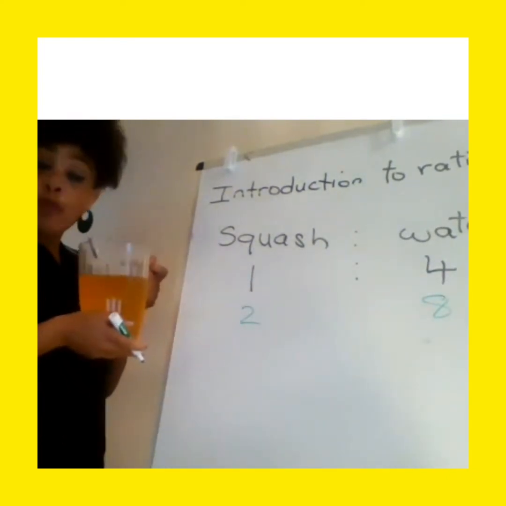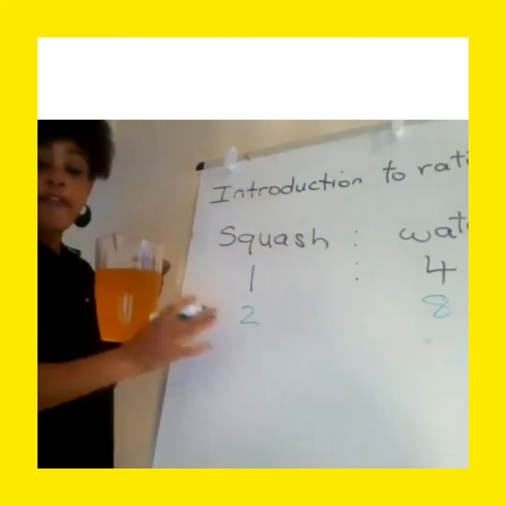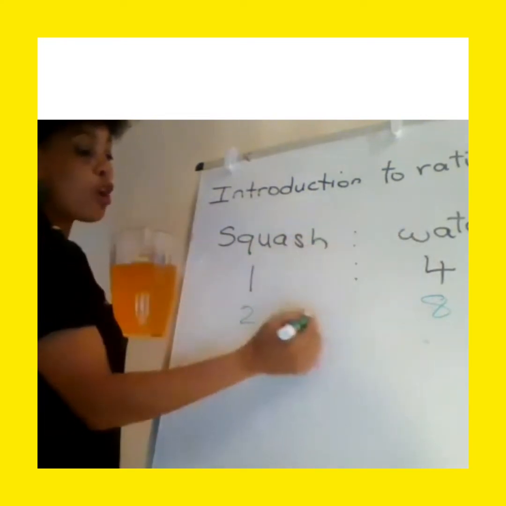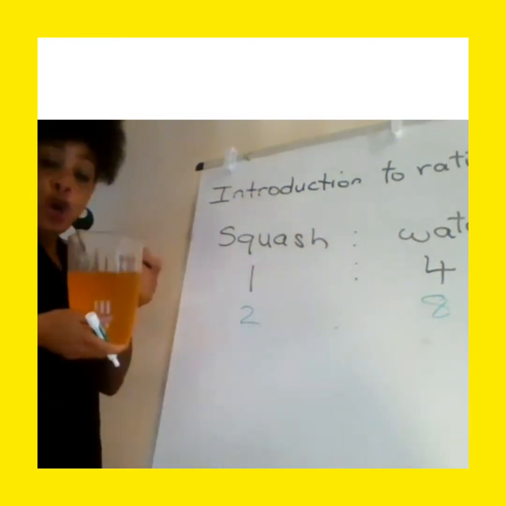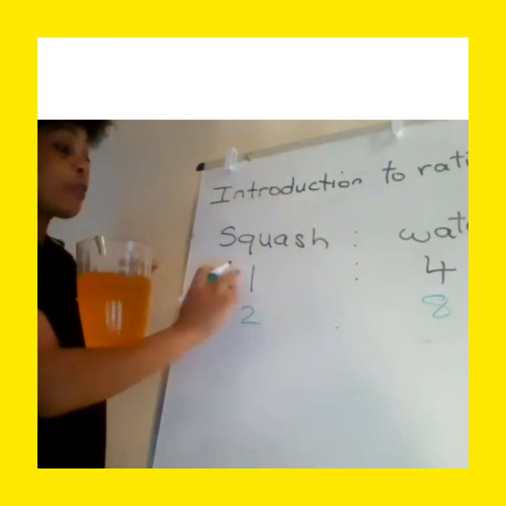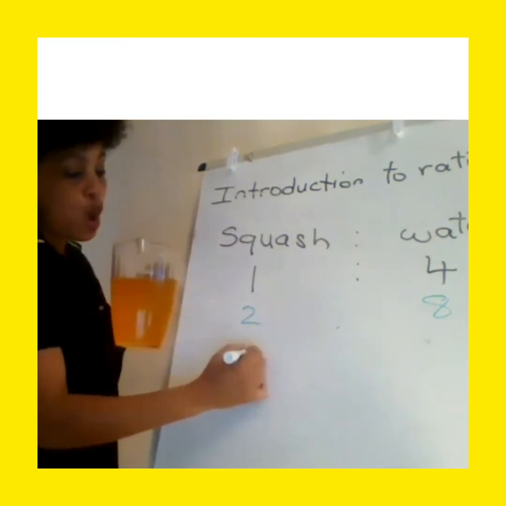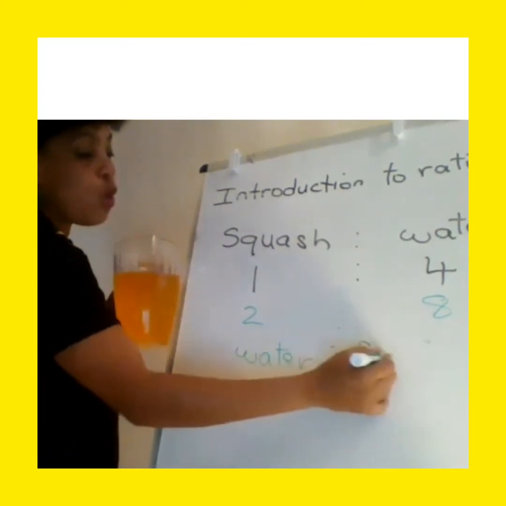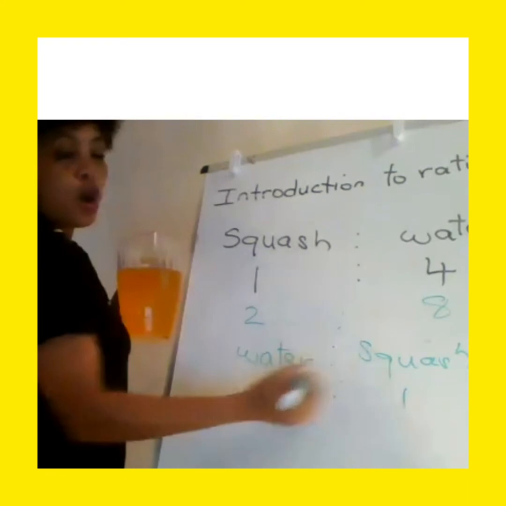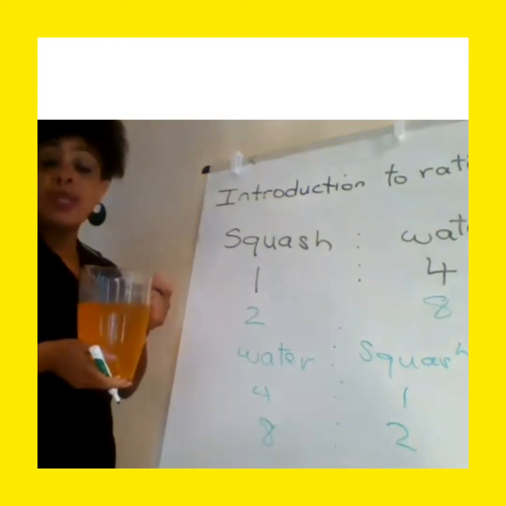So here is an example of what ratio is. It's a comparison. 1 glass of squash to 4 glasses of water. If I do 2 glasses of squash, then I have to do 8 glasses of water. So here we have 1 to 4 or 2 to 8. Now, you notice I said squash first and water next. Because I talk about the squash first, I have to put the 1 first and water next. If I was doing water to squash, then it would be 4 to 1, and then it's going to give me 8 to 2. So the order in which we say it is important.